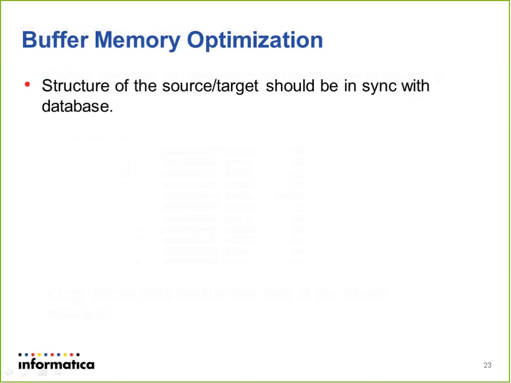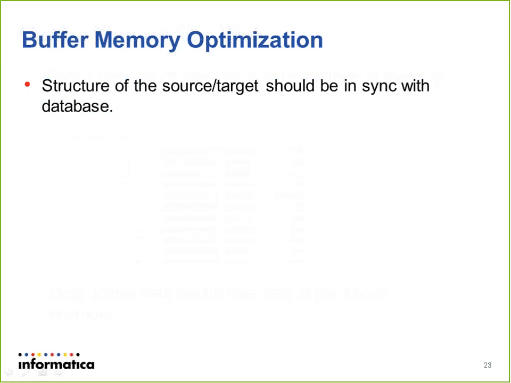There is no formula for optimal DTM buffer size. You need to monitor the behavior, see the session log statistics, and then set the values for the optimal use using a trial and error method. It is basically an iterative process. Let's see different ways in which DTM buffer memory and cache memory can be tuned.